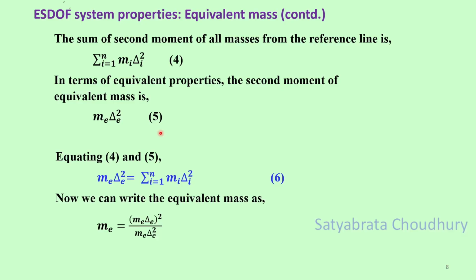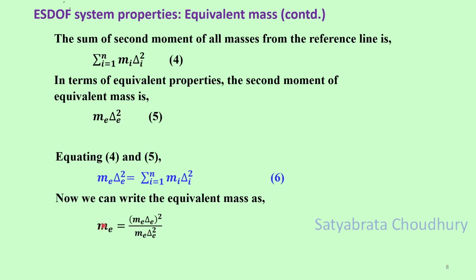Now this should be equal. Second moment of masses should be same, so I equate 4 and 5 and I get this expression 6: summation mi delta I square equal to summation mi delta I square. I am interested in finding the value Me.